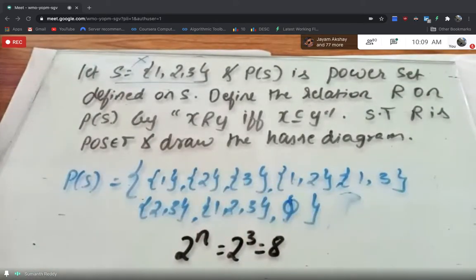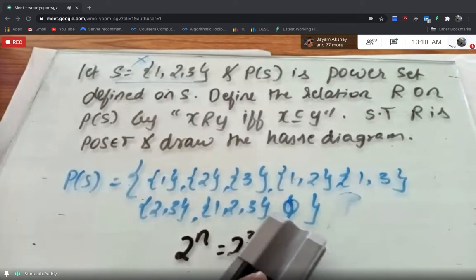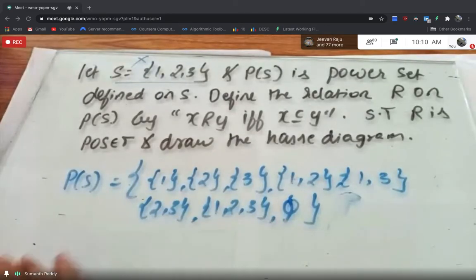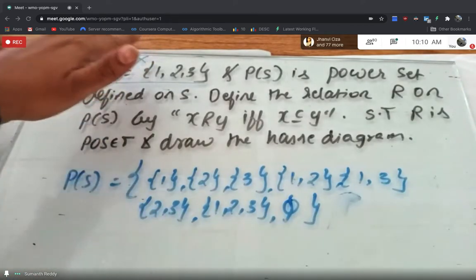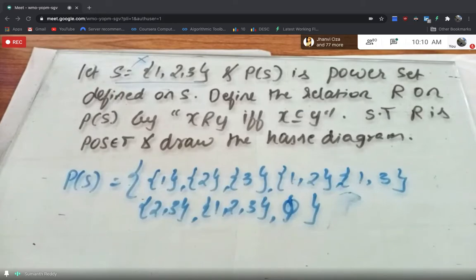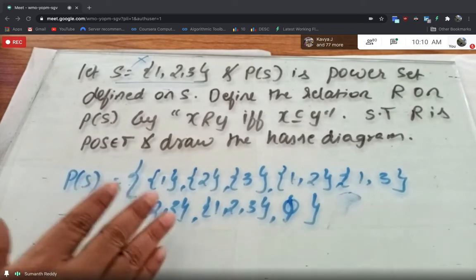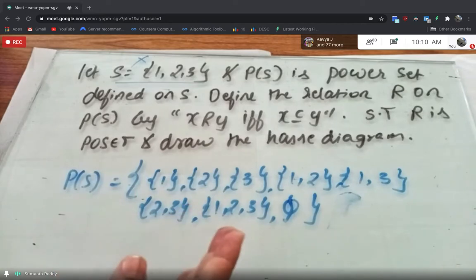Once we find the power set, next we need to define the relation on the power set. So the relation is defined on the power set, not on this set. And what is that relation? The relation is subset of. So we have to define the relation based on the subset relation. And he's asking you to check whether it is a partial order or not. So what is that subset relation and how to write the Hasse diagram? Let us see later.